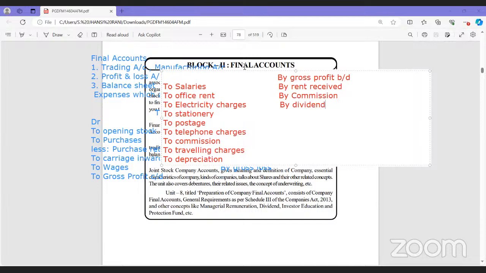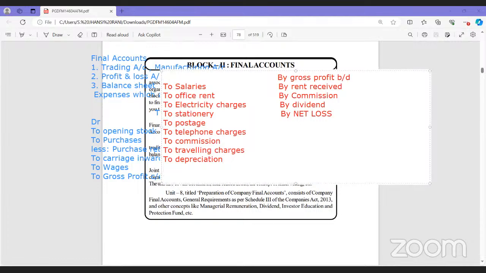And the difference of these two: if debit is more and credit is less, we call it net loss. Similarly, if credit is more and debit is less, meaning more income and fewer expenses, then we call it net profit.